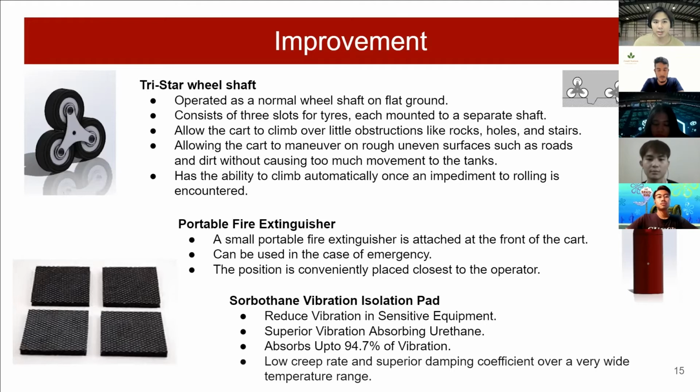Because this material is a superb material for vibration damping. It can absorb up to 94.7% of vibration. And the next thing is that it has a low creep rate and it can withstand a very wide temperature range, which is what we want to overcome the original pad.